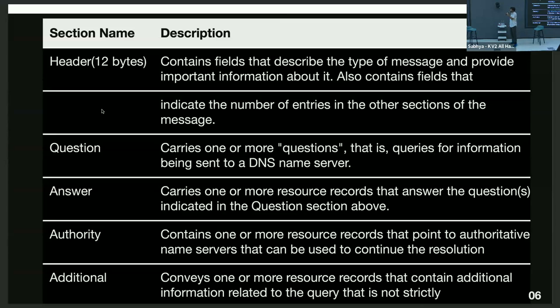And then we have the other two sections, which are authority and additional. Additional will contain additional information. It might not be related to the query directly, but it can eventually lead us to the answer. And authority is basically for a specific type of name server, I think authoritative name servers, that can be used to continue the resolution. Say we hit a name server and that name server doesn't have information about the domain name which we requested. That name server will tell us that you might want to check with these name servers, as they might have the information. So this is where authority comes into play.